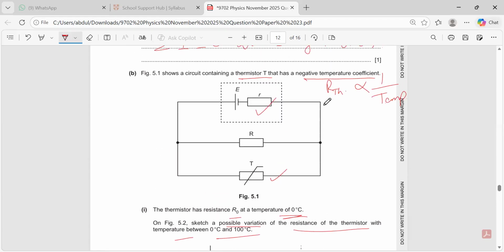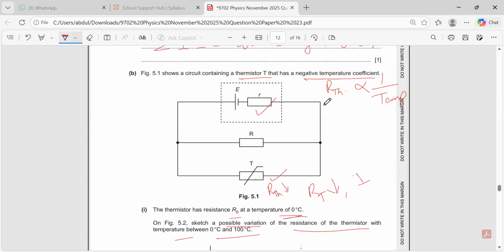If the resistance of this thermistor decreases, it means total resistance of the circuit will also decrease. Why? Because the thermistor is part of the circuit. So when the total resistance of the circuit decreases, the current in the battery, the total current, will increase.